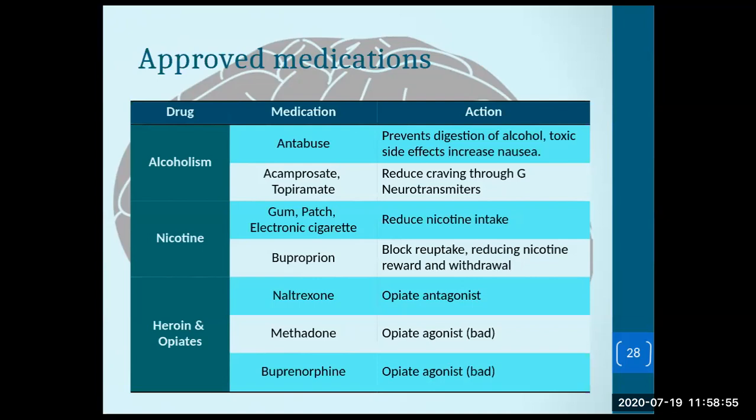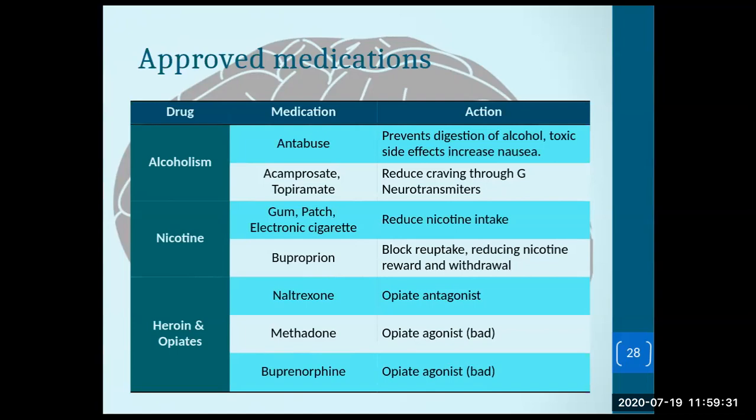Bupropion is an antidepressant, and sometimes people get through by using that. It's prescribed to help stop nicotine addiction, stop smoking addiction. It blocks reuptake and reduces the nicotine reward and withdrawal overall. So is it effective? I haven't heard too much good news with it, but if people are already kind of depressed and maybe it solves two problems with one medication, it's definitely worth the risk in that case.